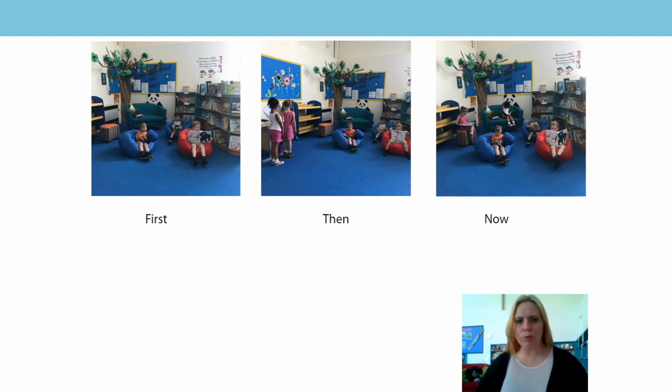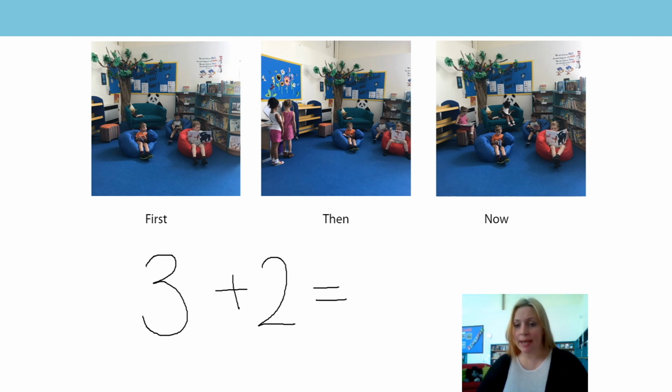So that's my new story. And I write it differently as well, don't I? Last time I wrote the 2 first because I had my 2 girls in the book area first. This time I'm going to write my 3 first to represent the 3 boys in the book area. My second addend this time represents my 2 girls coming into the book area, and my sum remains the same with 5 children all together in the book area. Did you notice how my addends swapped? Did you?